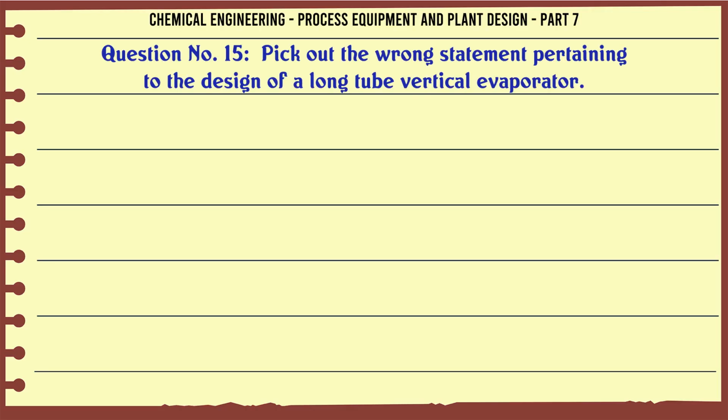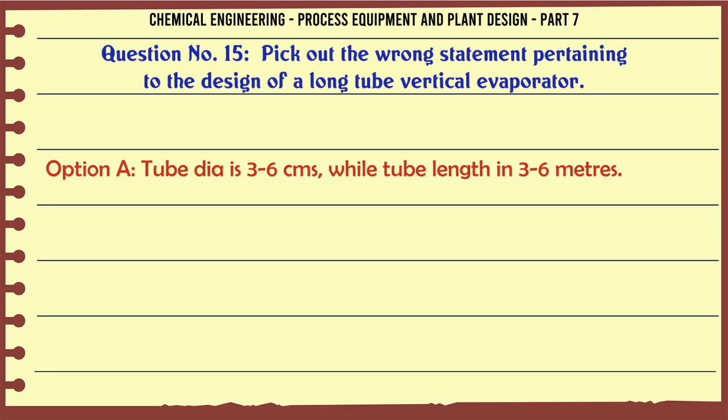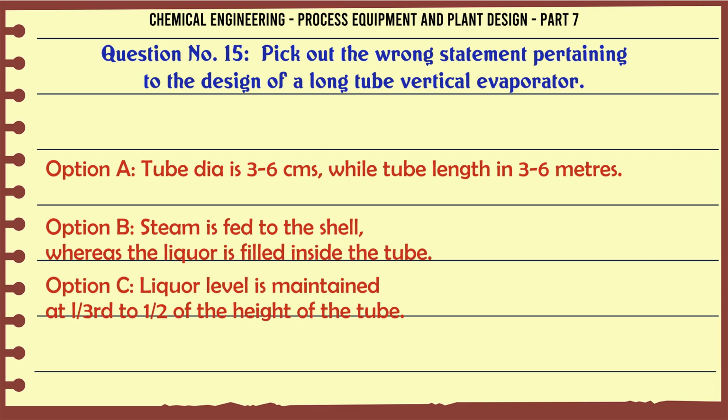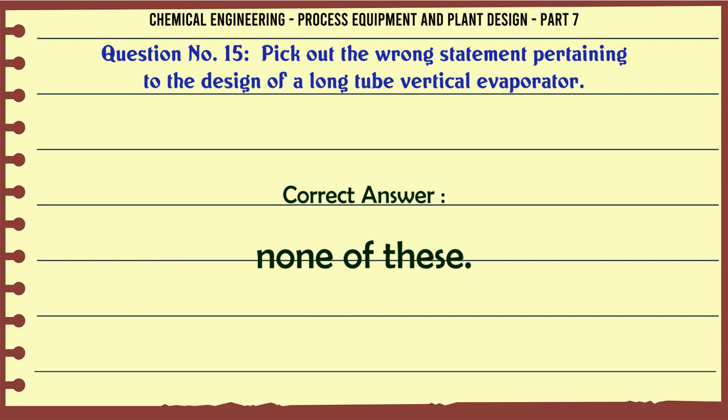Pick out the wrong statement pertaining to the design of a long tube vertical evaporator. A. Tube diameter is 3-6 cm while tube length is 3-6 meters. B. Steam is fed to the shell whereas the liquor is filled inside the tube. C. Liquor level is maintained at 1/3 to 1/2 of the height of the tube. D. None of these. The correct answer is none of these.